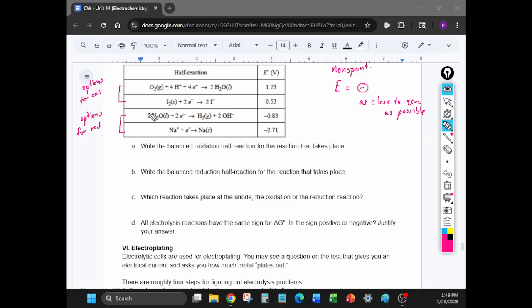And so if we take a look at this reaction right here, the third one, this one is a lot closer to 0 than this one right here. And so we are not going to pick this fourth one because this one is a lot further from 0 than this one. So this right here is going to be our reduction half reaction. So we can copy it down for part B. Our reduction half reaction is the one that is closest to 0 and is negative.